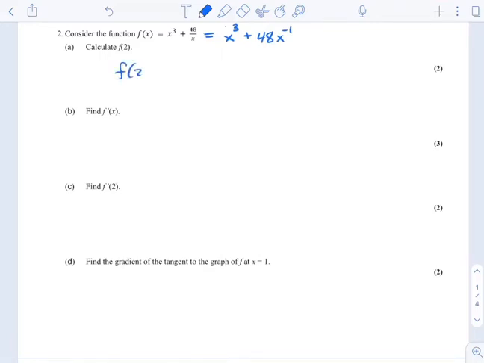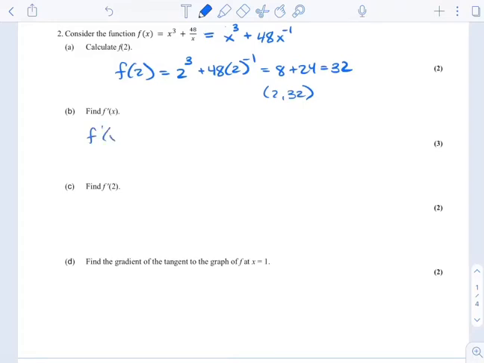So f of 2 just means take our equation, input 2 into it. So 2 cubed plus 48 times 2 to the power of negative 1, or 48 over 2, we could have it that way as well, which will be equal to 8 plus 24, which is 32. So that means this equation has the point 2 and 32. Because when we inputted 2 for x, we got a y value of 32 or an output of 32.